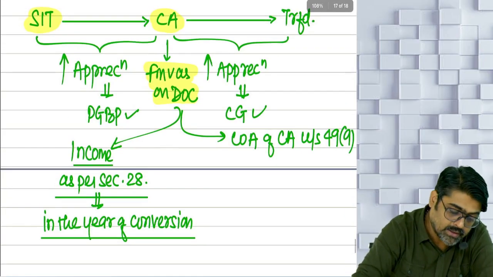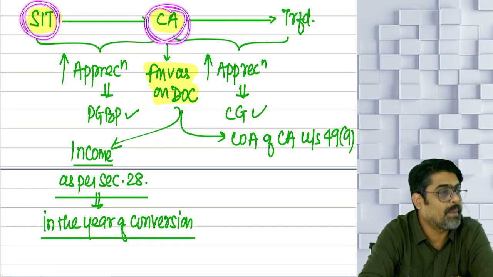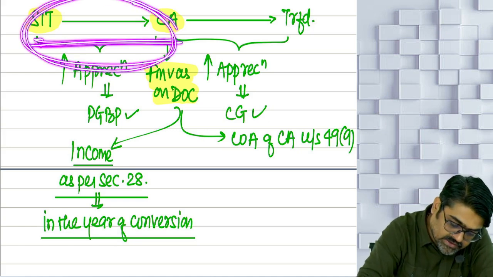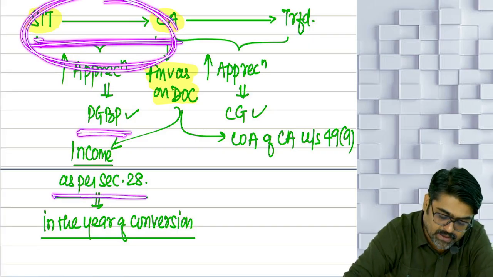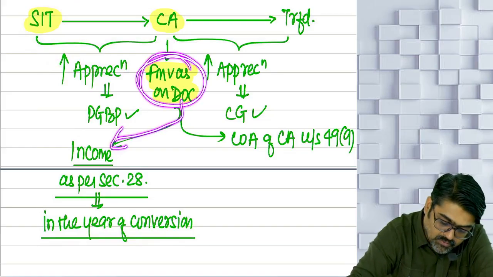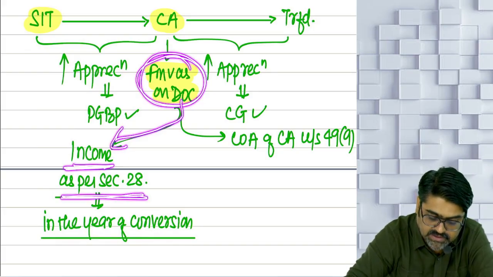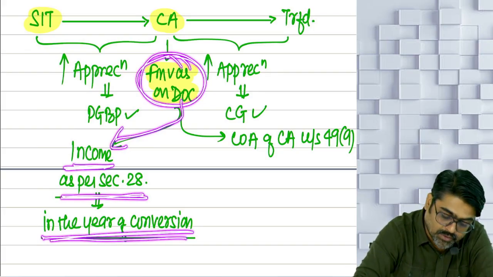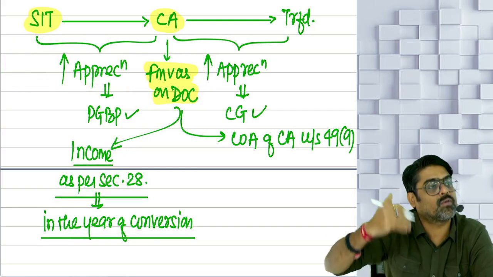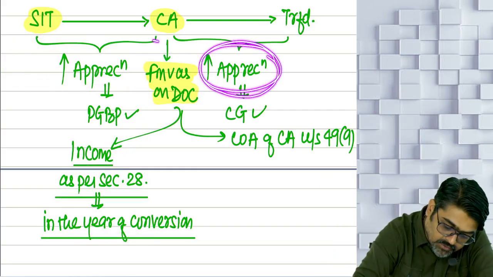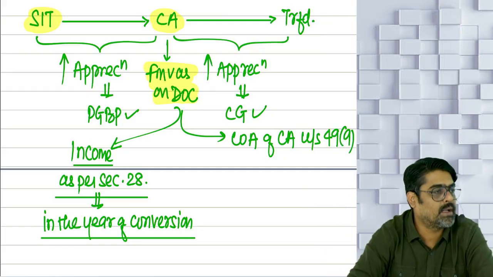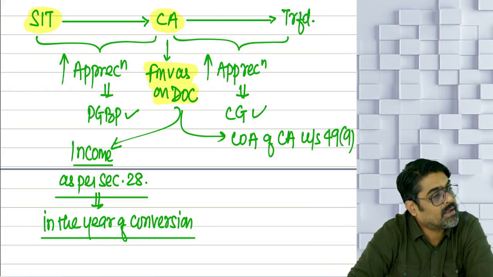No. So don't take the cost of your stock in trade as the cost of capital asset, because whatever appreciation is taking place from this date to this date, this entire appreciation is taxable under the head PGBP in the year of conversion, because this fair market value as on the date of conversion is already treated as your income as per section 28. So this fair market value minus the cost, this appreciation is already taxed here. Now you just have to charge the appreciation starting from this date to this date. Only this appreciation needs to be charged under the head capital gain, and this will be taxable in the year in which the capital asset is transferred.